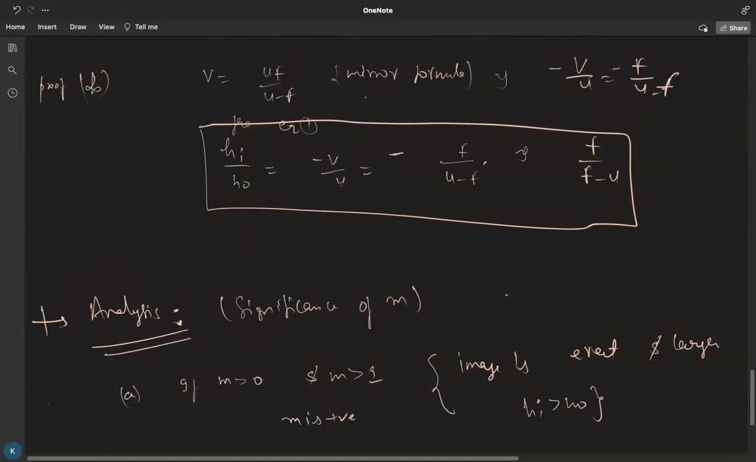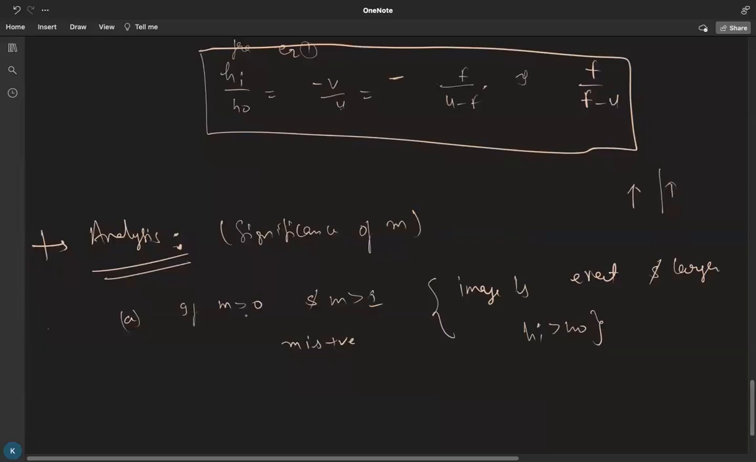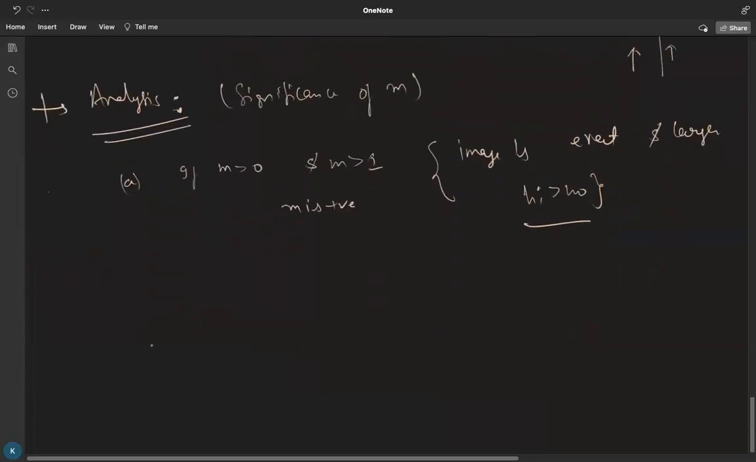Erect image means, you can understand it like this: if this is our object, the image will be like this, the same erect image. So this is the significance when M is positive. The image formed is erect and larger, that means the height of image is greater than the height of object. Now let's move to the second case: what if M is less than 0 and M is less than 1? In this case M is negative and M is also less than 1. Either M is less than 1, or M is negative.